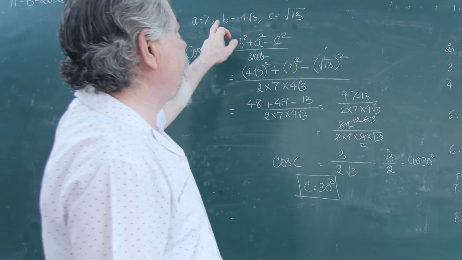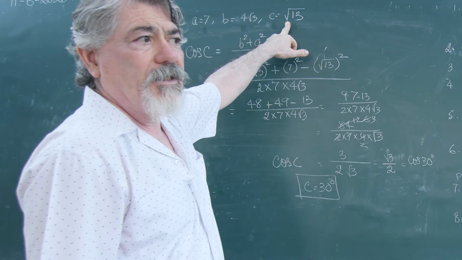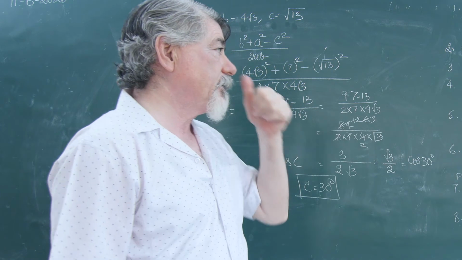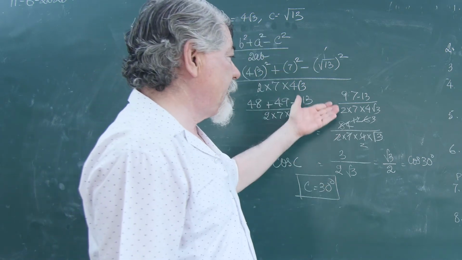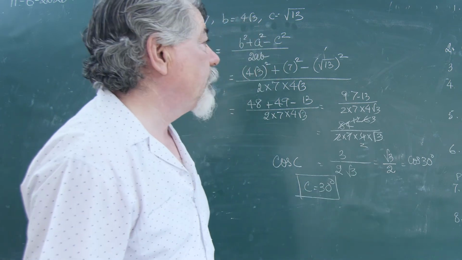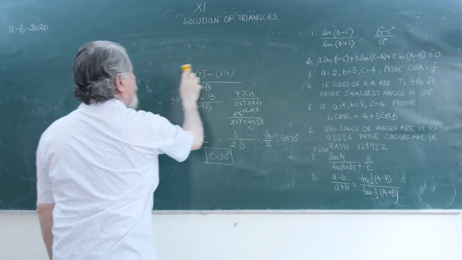And I named them ABC. So I realized C is the smallest side. So angle opposite to C will be the smallest. And I calculated the cos of that. Once I calculated cos C, I realized that C is coming out to be 30, which is what I had to prove. So the smallest angle is 30 degrees.